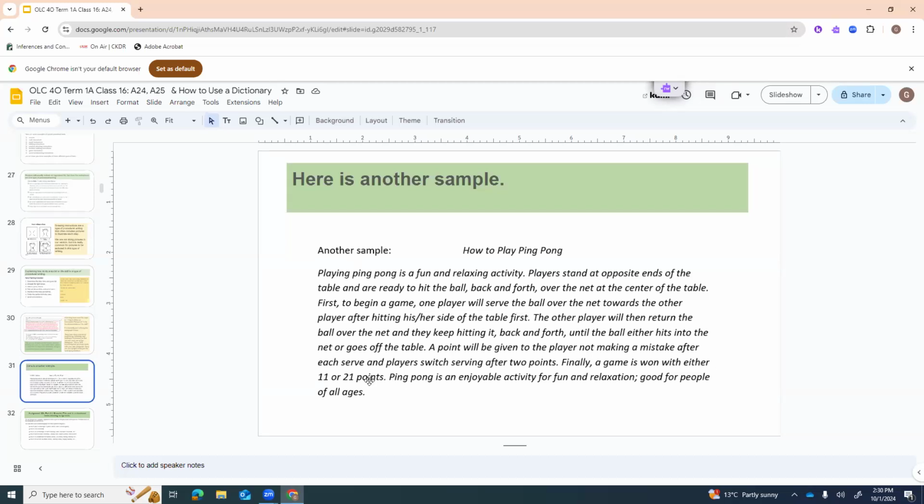I don't understand that part. I wish they explained it. Ping pong is an enjoyable activity for fun and relaxation, good for people of all ages.